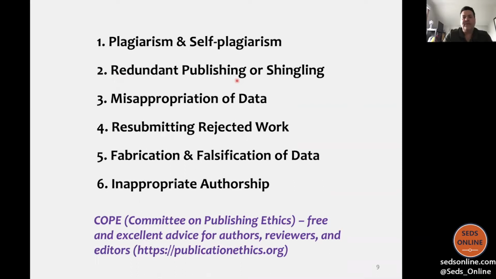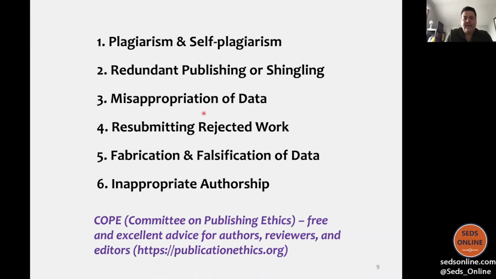Redundant publishing or shingling. And I hate to say it, but this point 2 is becoming more apparent and more visible and more common. And that's when you take a paper that you've published, you tweak it a little bit, and someone submits it to another journal so that it can count as an additional publication, which is really frowned upon when shingling is noticed in the discipline. Misappropriation of data: taking someone else's data without permission, passing it off as your own, or misusing it.